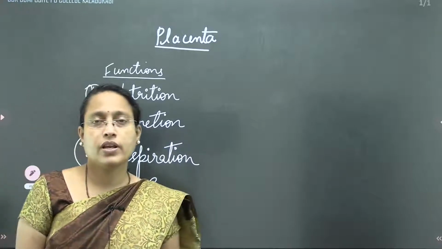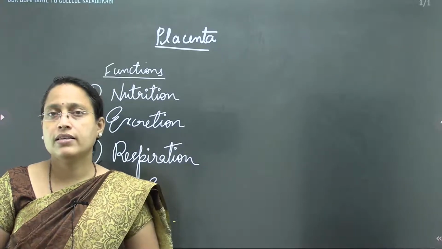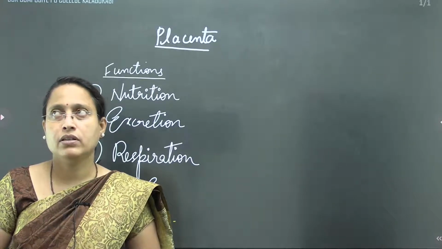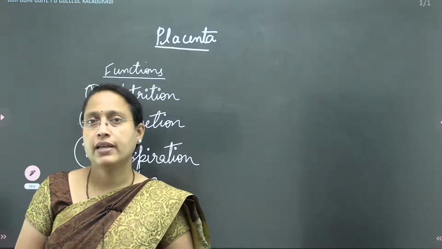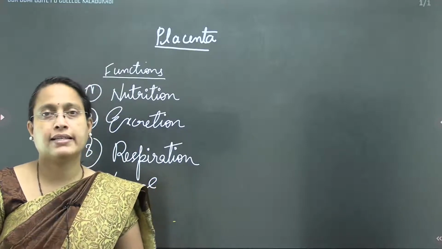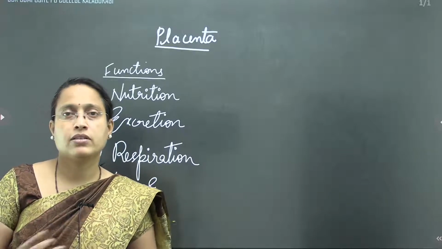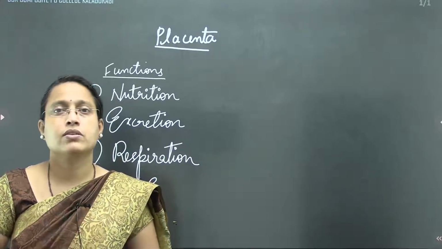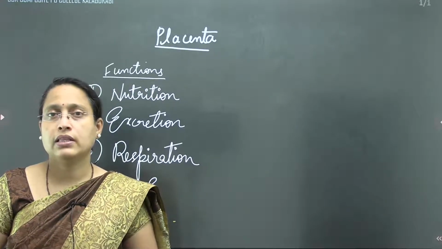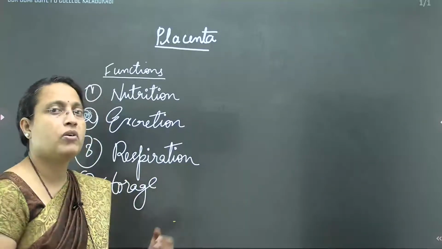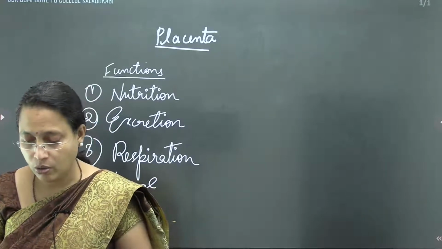Placenta acts as a storage organ which stores food. One of the ways in which food is stored, for example, is the storage of energy in the form of polysaccharides like glycogen. Upon glycogenolysis, the glycogen is converted into glucose, which is used as a source of energy. So placental cells can store the food material in the form of, say, glycogen. So it acts as a storage organ also.